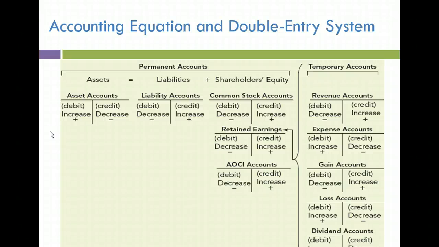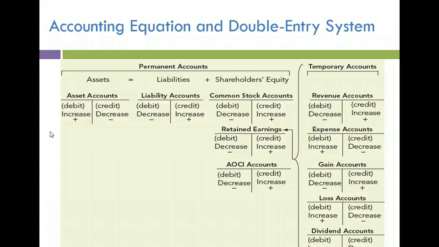And then with shareholders' equity, common stock, when we increase our common stock or our capital, we credit it. When we buy back shares, we generally have a separate account called treasury shares, but we basically will debit that account. We're reducing it. We'll still have a normal credit balance.